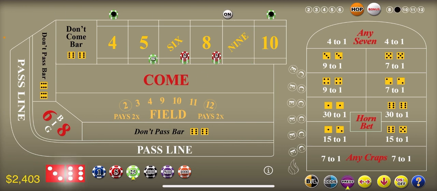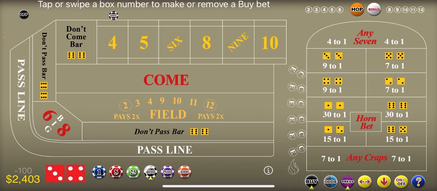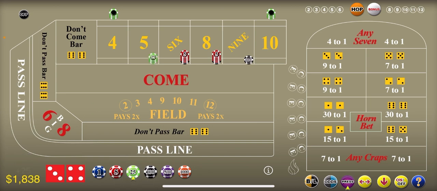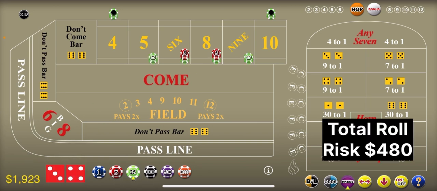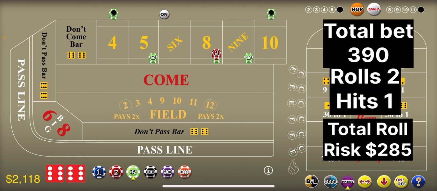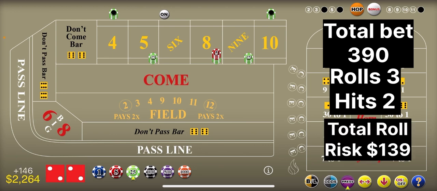We had a 9. 7 out. We lost it. So now we are $600 down. We will bump it up just one. We will go $75 all the way across. Hit a 6. At that time we won $105. We took $90 down. 12. Hit the hard 4.